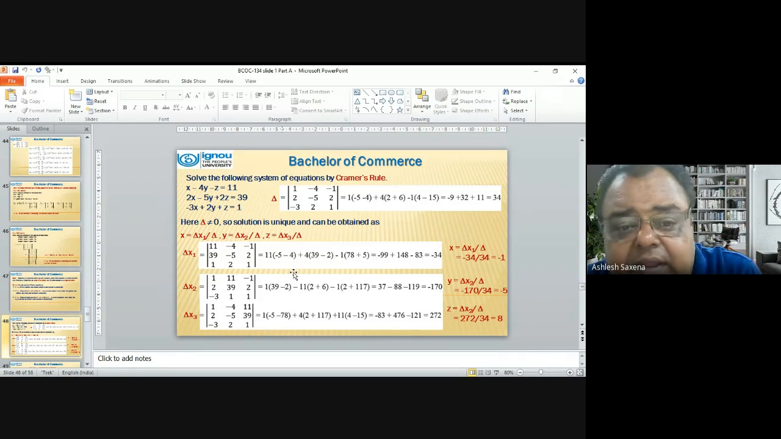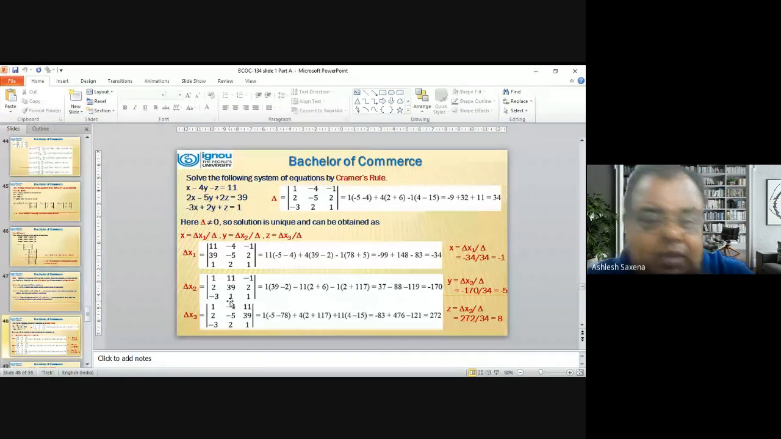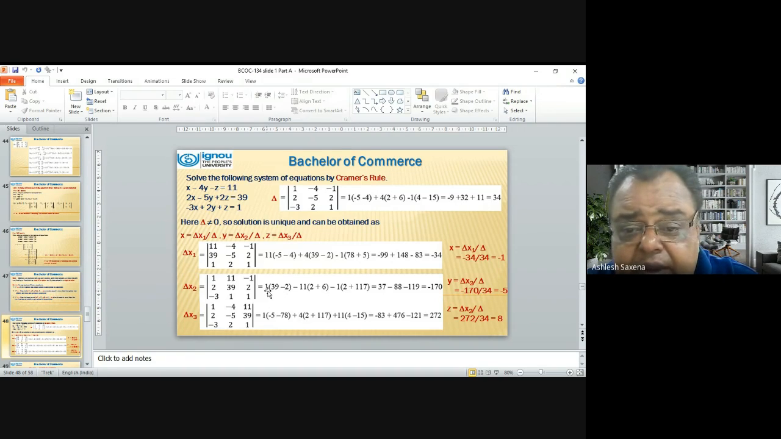For delta x2, replace the second column by these three numbers. The remaining two columns will remain the same. The pattern is not going to change. Similarly, open it up, you will get a value of minus 170. For the third one, this was your original matrix, replace this column by 11, 39, 1. Open it up. This comes out to be 272.